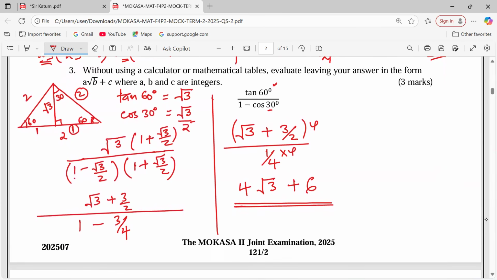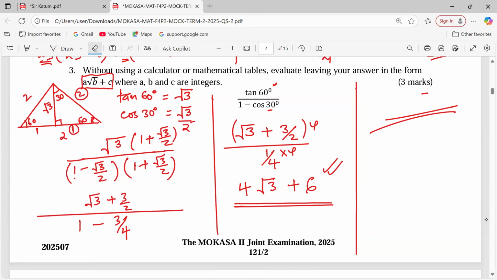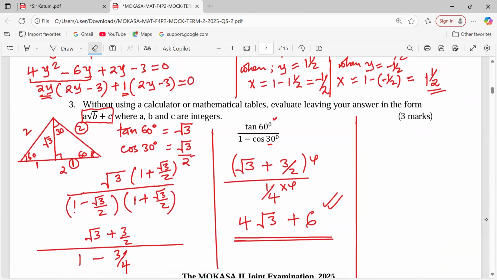Otherwise, it could have been simplified further because 2 is common. This expression is not in its simplest form, but it's in the format wanted by the examiners. Only that you should know that 2 is common here. So we can remain with 2 root 3 plus 3 that way, though we were not advised to simplify to the latter. We were just to give it in the format stated by the examiner. So you could have proceeded otherwise.